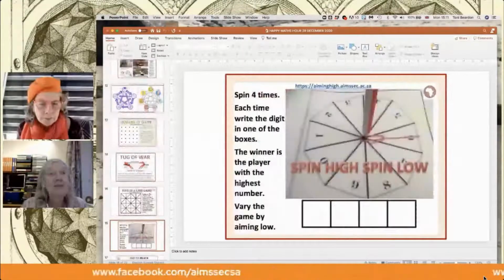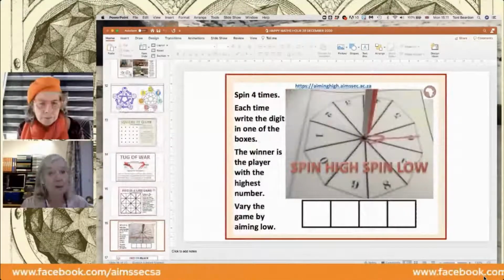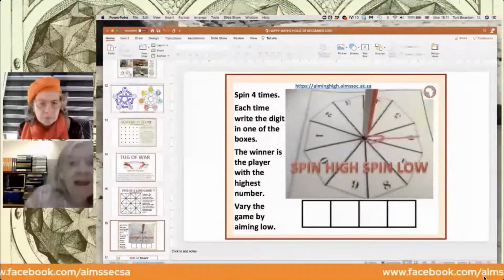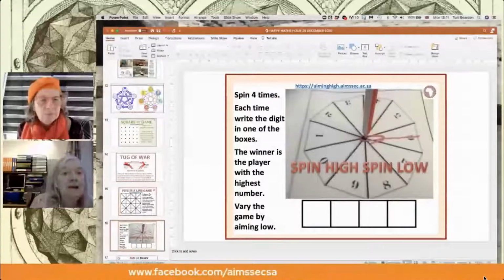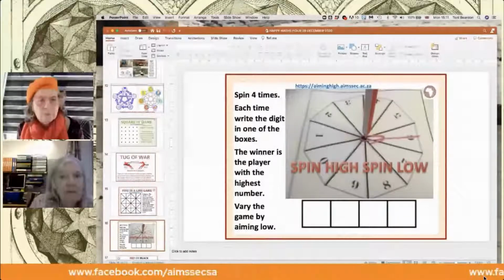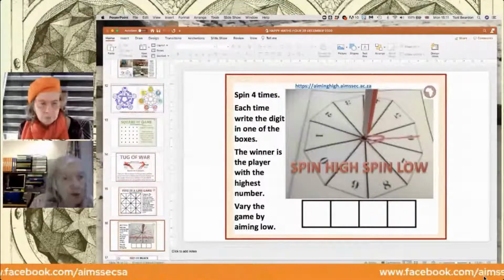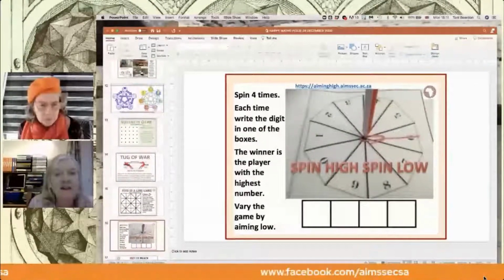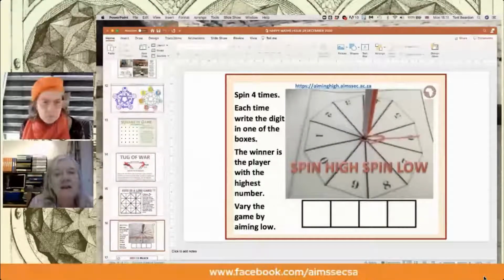The next game is spin high, spin low. Here, you spin the counter 4 times. Again, it's like the target game that you saw earlier. You choose where to put the number, but once it's there, you can't move it, and you try to get the highest score.